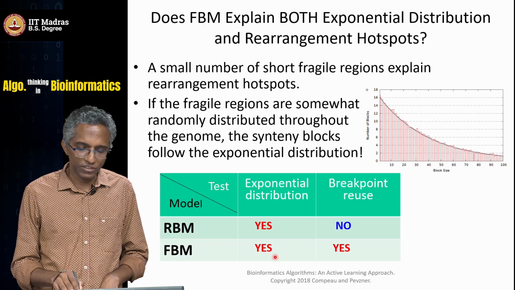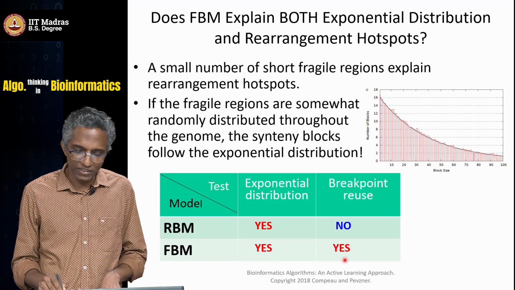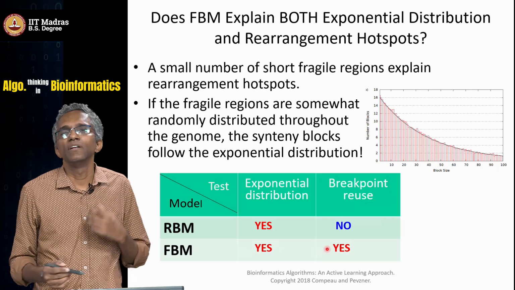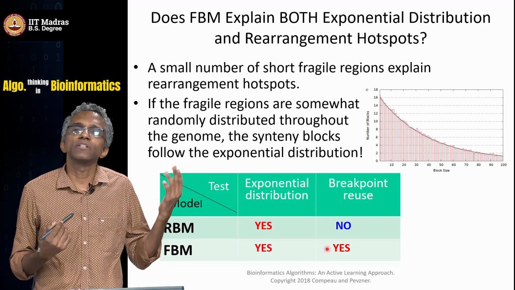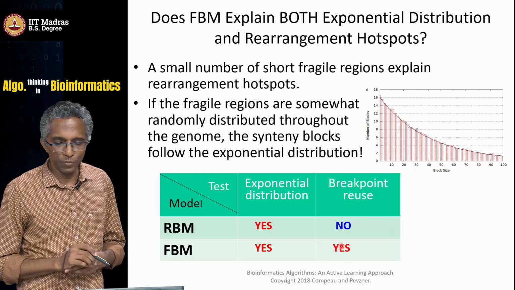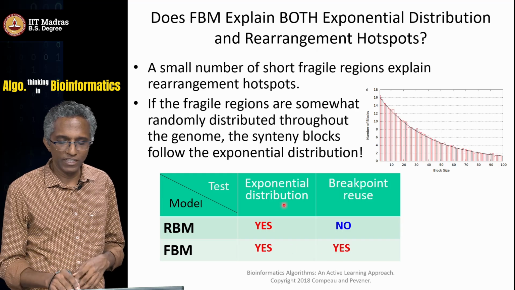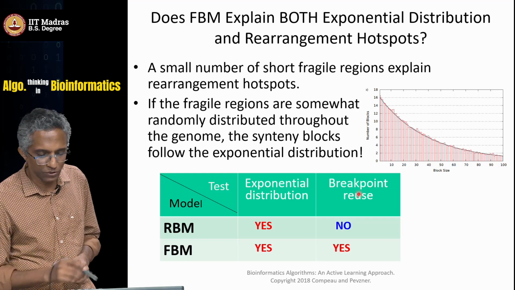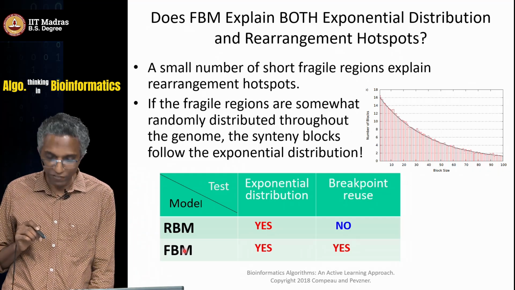So, you have an exponential distribution of block lengths, and at the same time this model will capture the 245 as the lower bound on the number of 2-breaks to transform the mouse genome into the human genome. So, both of these properties that we observe in real-world data, the exponential distribution of block lengths and the number of 2-break operations, the breakpoint reuse, are satisfied by the FBM model.